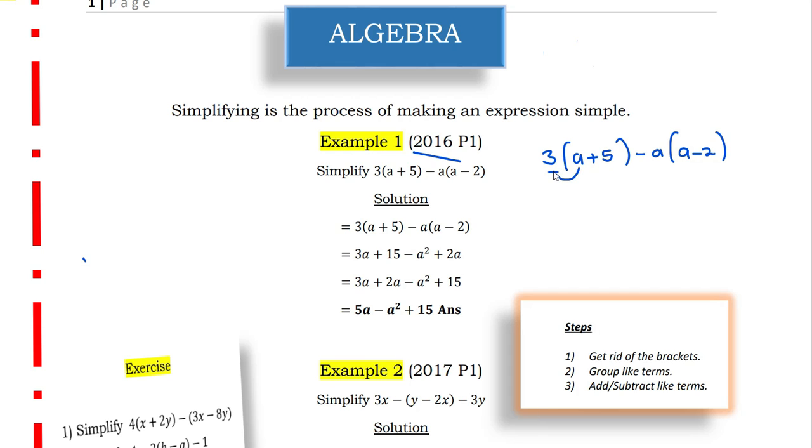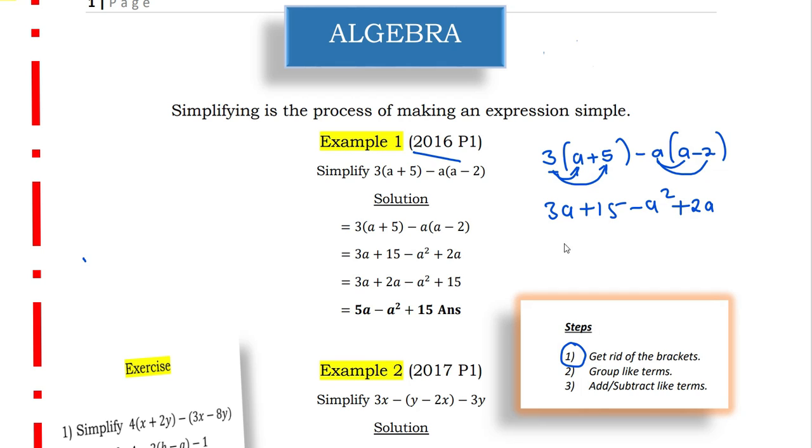So it will be 3 times a, and 3 times 5. Remember that's step number 1 here: get rid of the brackets. Even here you multiply negative a times a and then negative a times negative 2. So what is 3 times a? It will give us 3a. 3 times 5, that will be 15. We are done with this; we've gotten rid of the first set of brackets. Negative a times a is negative a squared. Negative a times negative 2 will be positive 2a. Negative and negative give us a positive.